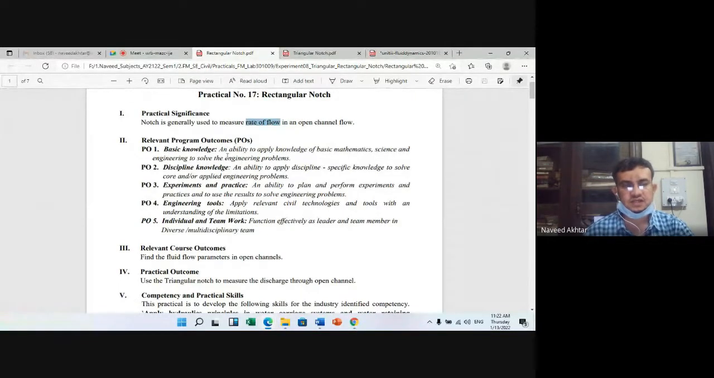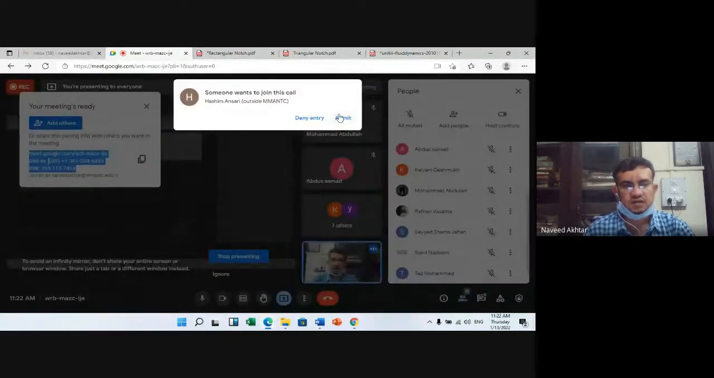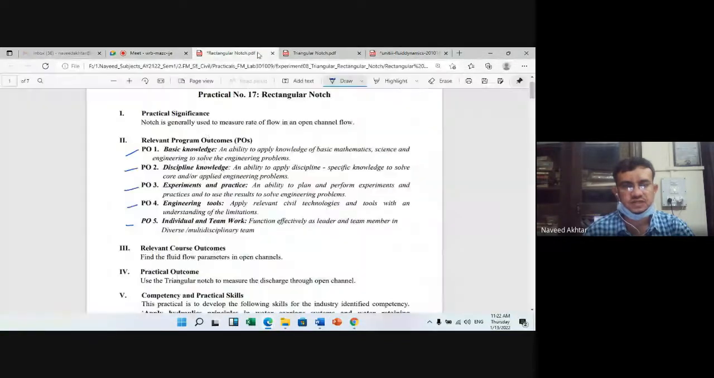The basic knowledge you should know, and the ability to apply the knowledge of basic mathematics, science and engineering to solve the engineering problem. These are the POs already for every practical and every theory class. You should know these POs for the different subjects, as different POs are there. For civil engineering, AICTE has set 12 POs. Okay. And that is nothing but program outcome, civil engineering program, and for courses they are called COs.